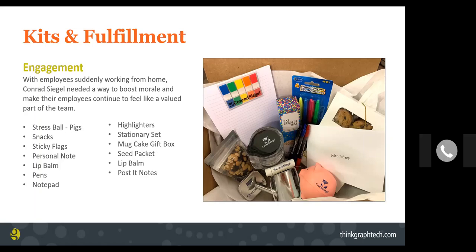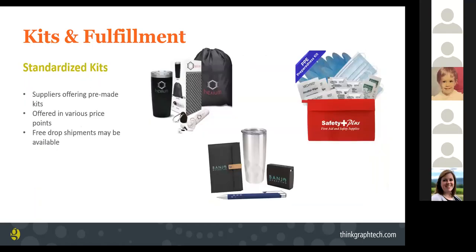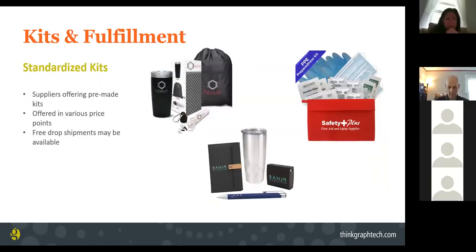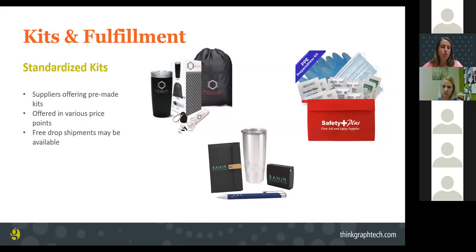If you're looking for something with a little bit shorter lead time, we have standardized kits. These would be predetermined items in a kit offered at various price points. So if you come to me and say, Stacy, hey, we really want to send out a kit, we need it done pretty quickly, and we want to spend $20 per person, I'll be happy to send you some pre-standardized kits. Your logo would be on each item. It would be boxed and shipped directly to your recipient, just like any of our other kits.